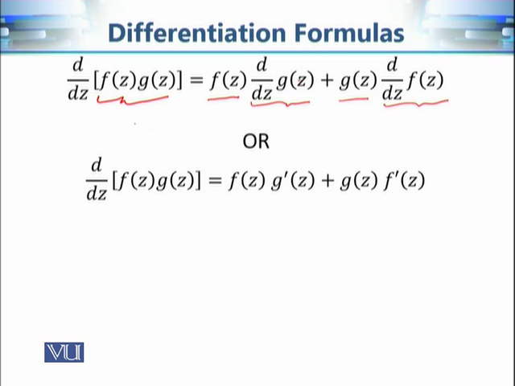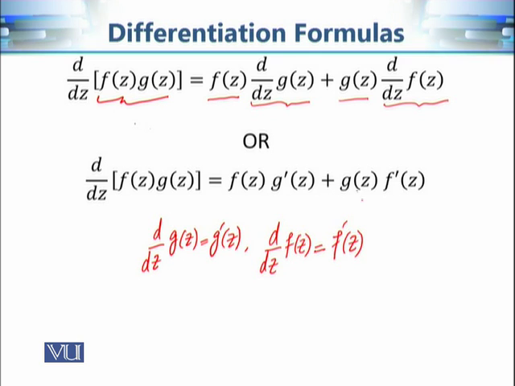And if we use the prime notation, so in place of d by dz of g of z, here the notation is d by dz of g of z is equal to g prime of z, and similarly d by dz of f of z is denoted as f prime of z. So using this notation, our formula becomes simple. It becomes f of z into g prime of z plus g of z into f prime of z. So it's very simple to remember this formula.